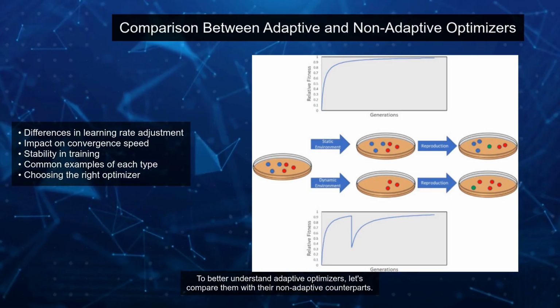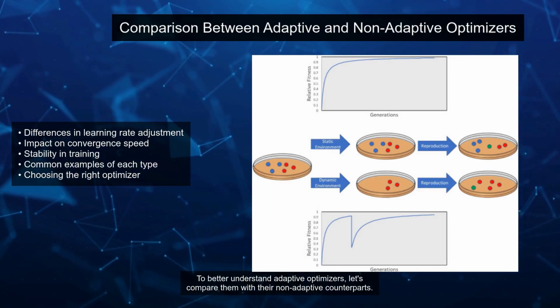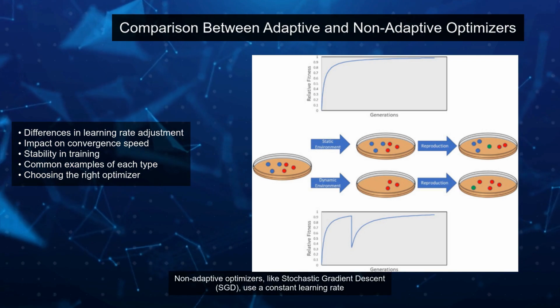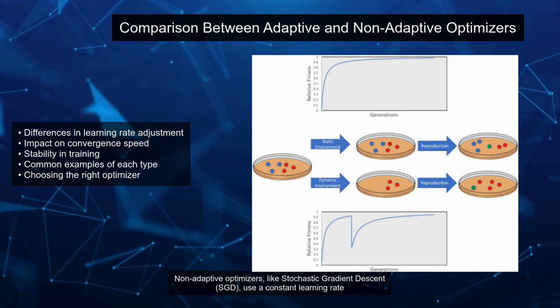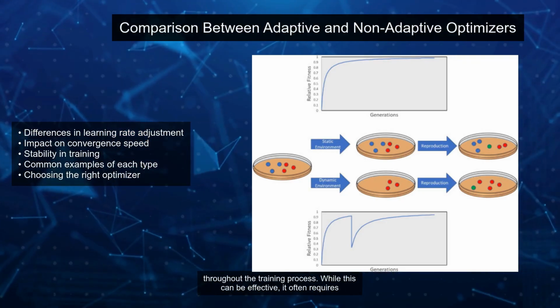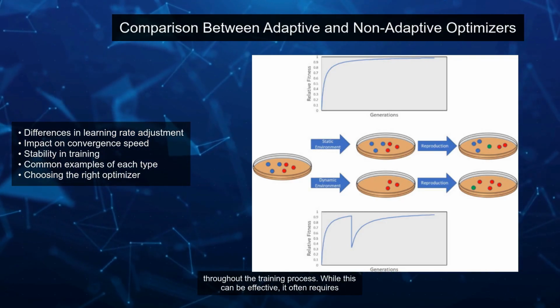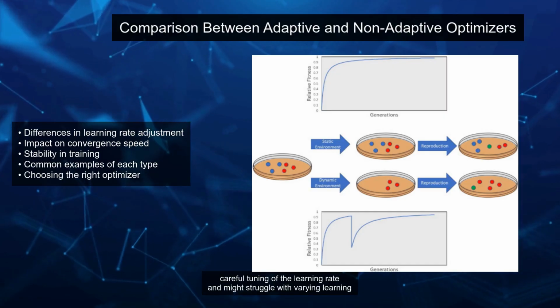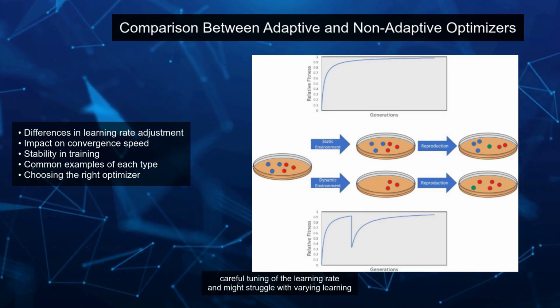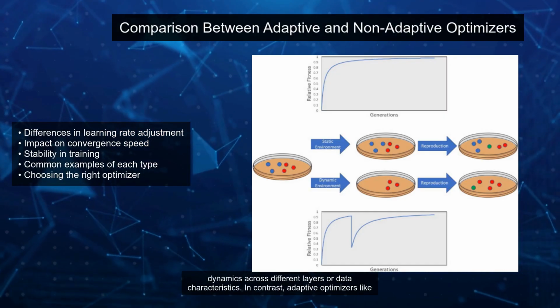To better understand adaptive optimizers, let's compare them with their non-adaptive counterparts. Non-adaptive optimizers, like stochastic gradient descent (SGD), use a constant learning rate throughout the training process. While this can be effective, it often requires careful tuning of the learning rate and might struggle with varying learning dynamics across different layers or data characteristics.